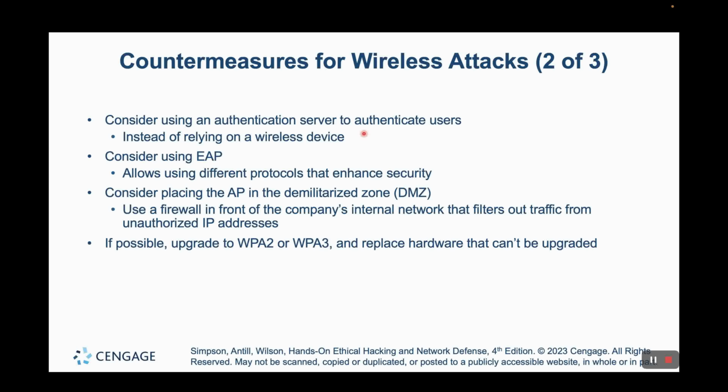Consider using an authentication server to authenticate and especially deploy EAP, which allows you to use different protocols that enhance security, which we discussed this previously. Now consider placing the access point in a decentralized zone like a DMZ. Like you should have a firewall at the front of the internal network, basically to block and filter out the traffic from unauthorized IP addresses. And then, of course, you have to place the access point after the firewall.